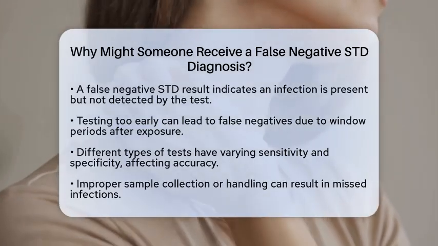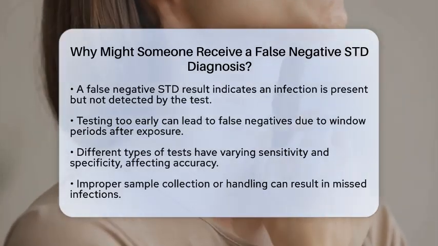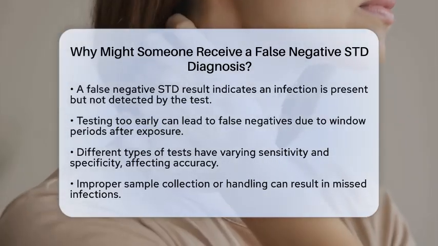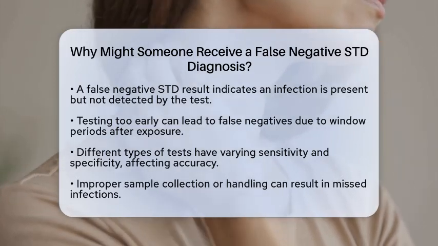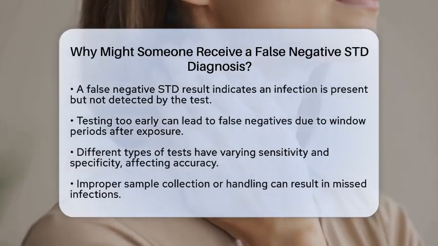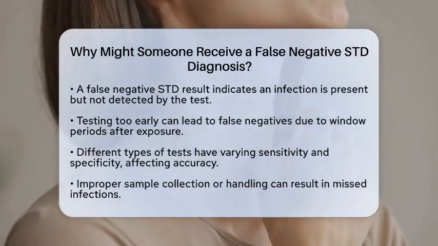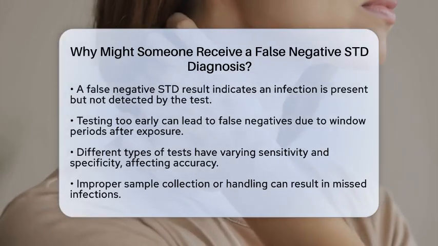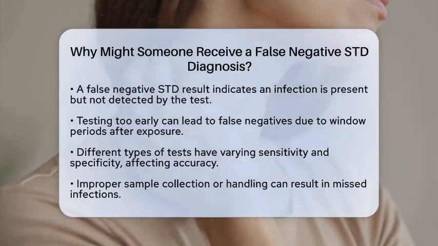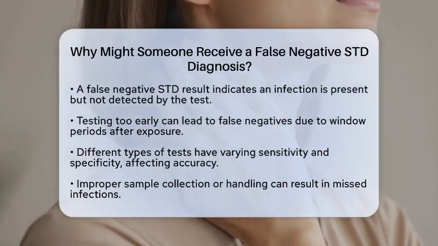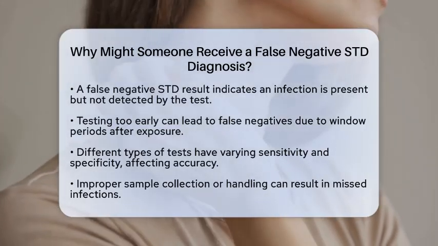First, testing too early can lead to false negatives. Many sexually transmitted infections have a window period. This is the time after exposure when the infection is present but not yet detectable by tests. For example, an HIV antibody test may not pick up the infection until several weeks after exposure.